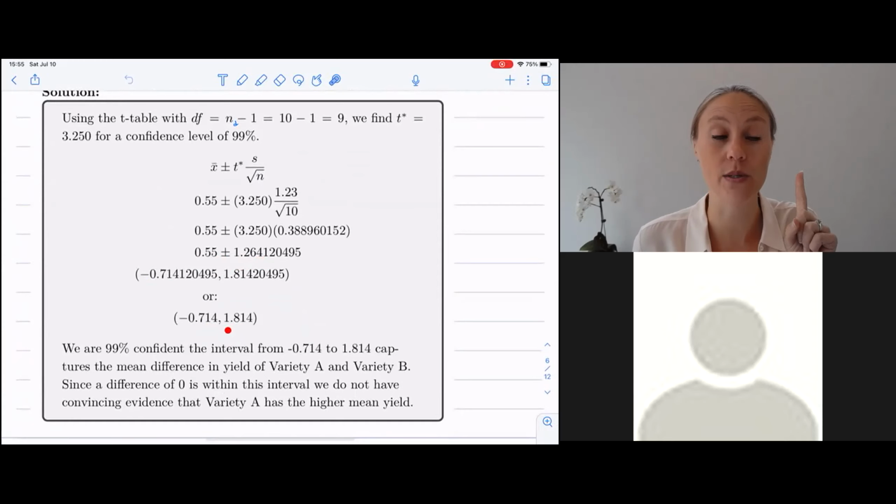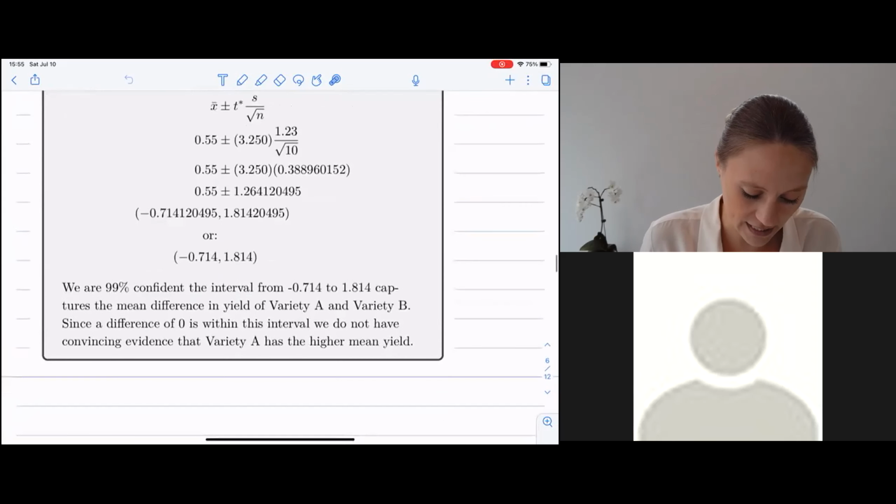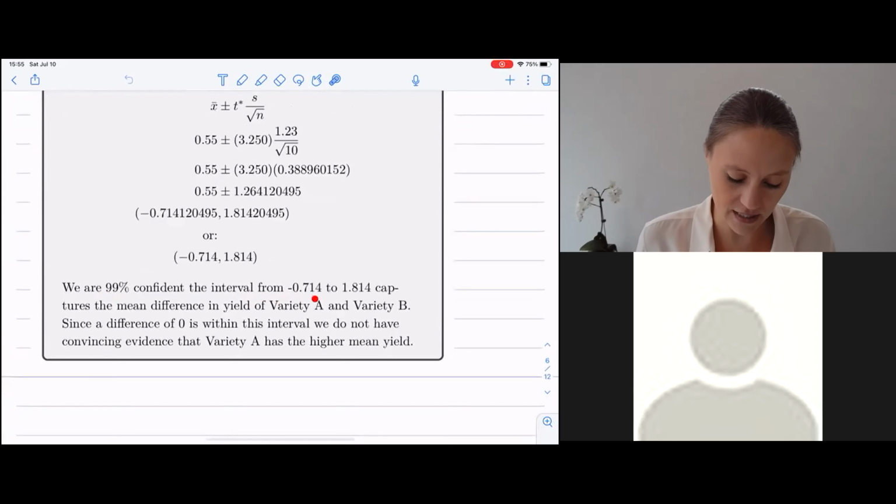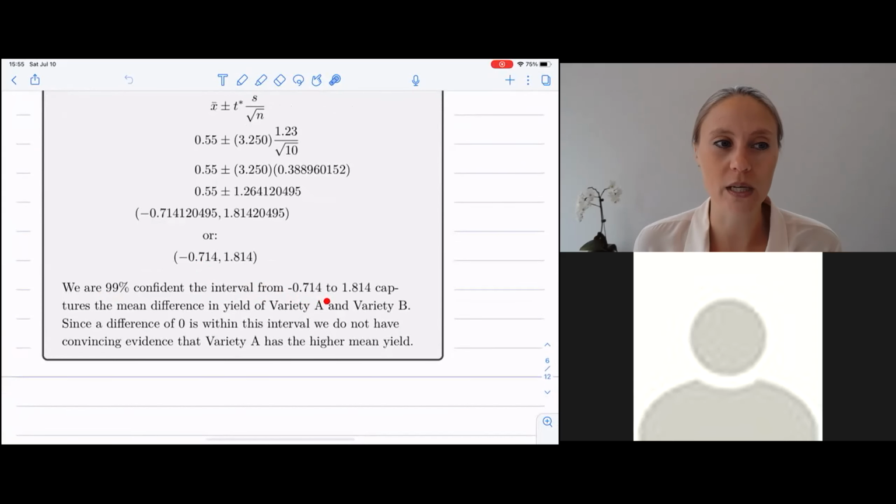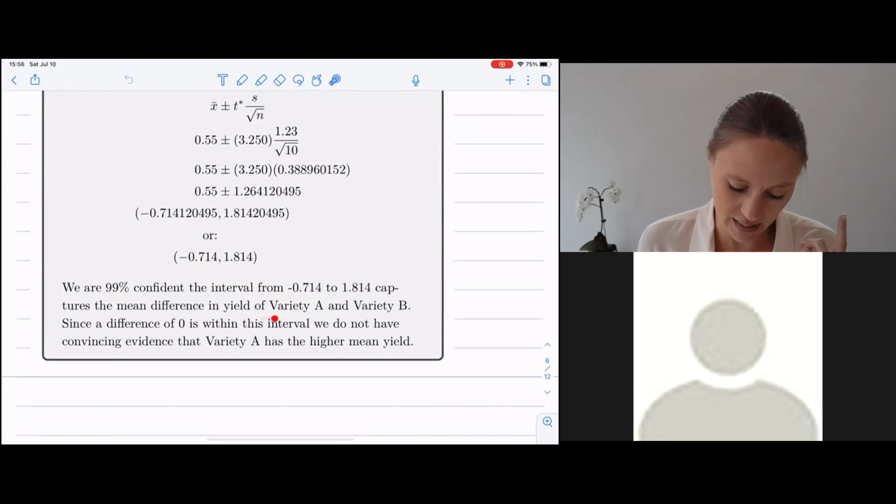First thing I want you to do is just interpret this interval, because that's what you always have to do when you make a confidence interval. So we're 99% confident that the interval from negative 0.714 to 1.814 captures the mean difference in yield of variety A and variety B.